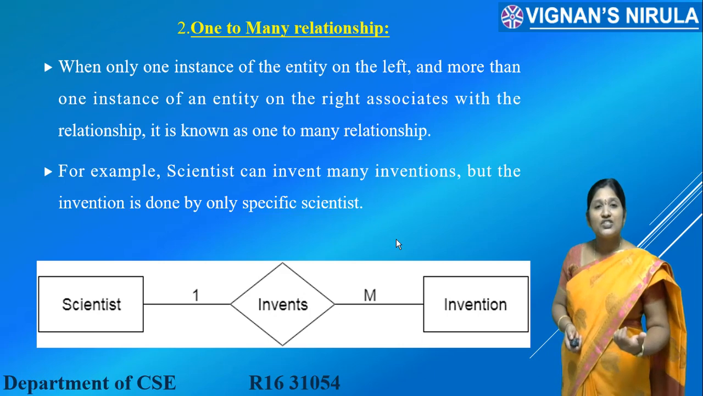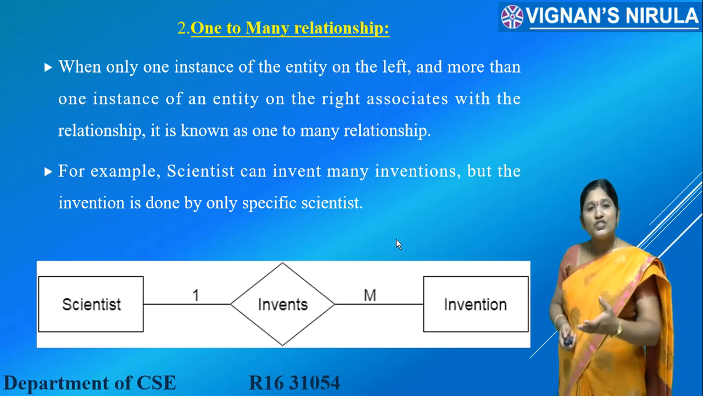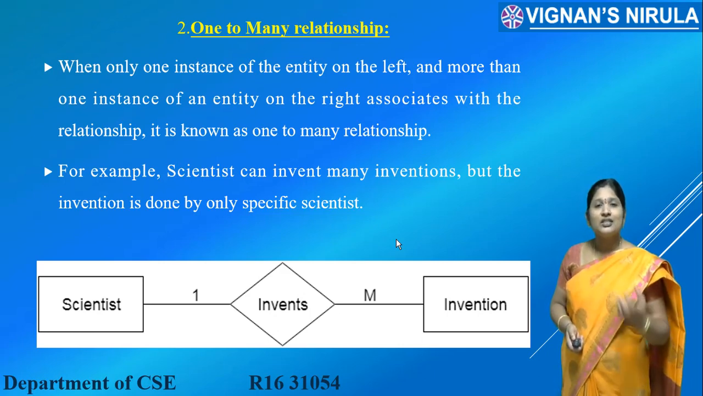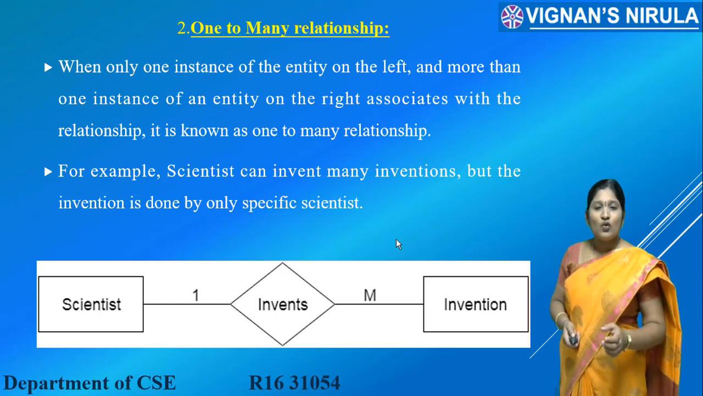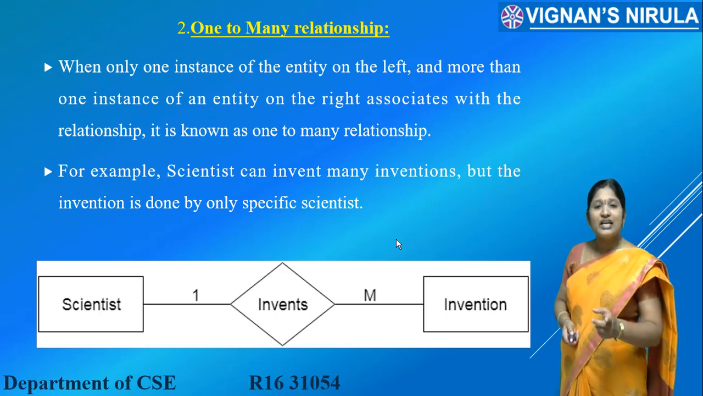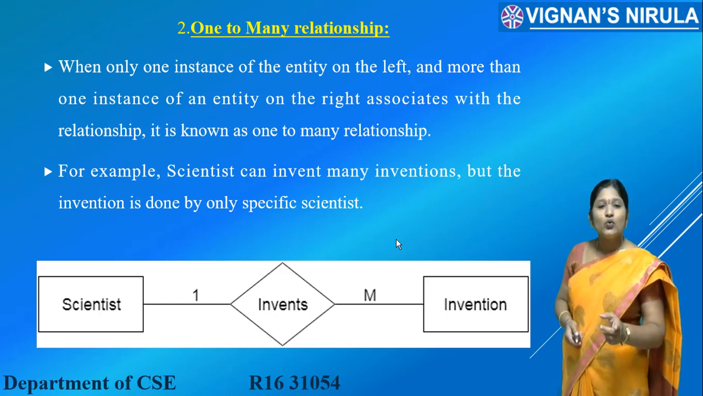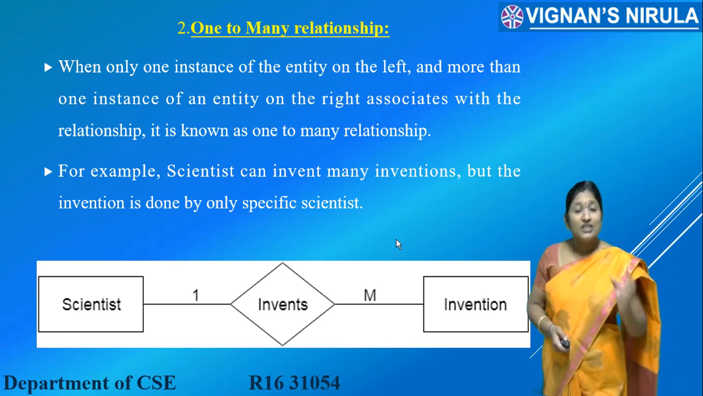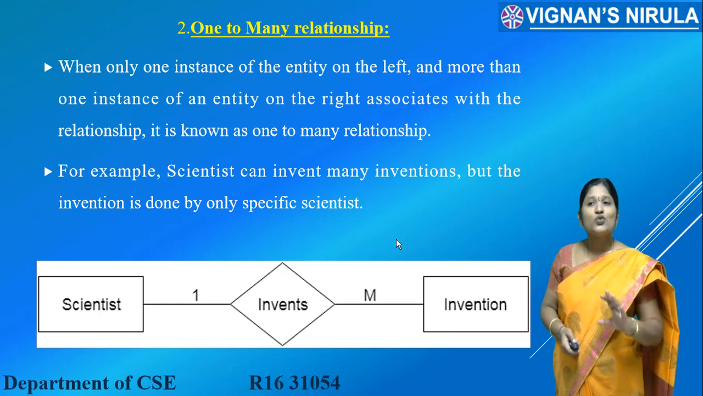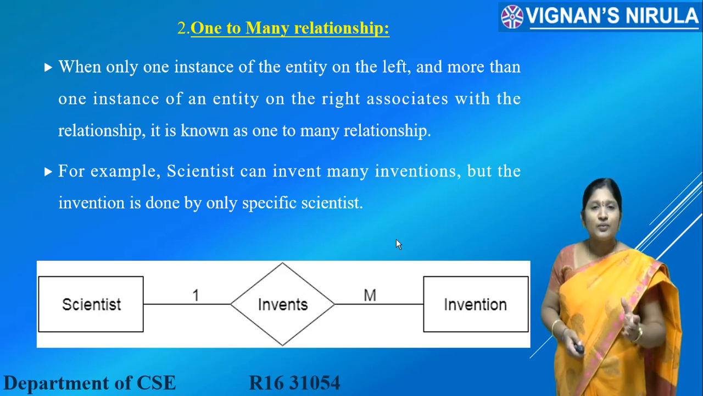What is the next kind of relationship? One to many relationship. As its name indicates, a one-to-many relationship means an entity in the first entity set can be related to many entities in the second entity set, whereas one entity in the second entity set can be related to only one entity in the first entity set. That kind of relationship is called a one-to-many relationship.